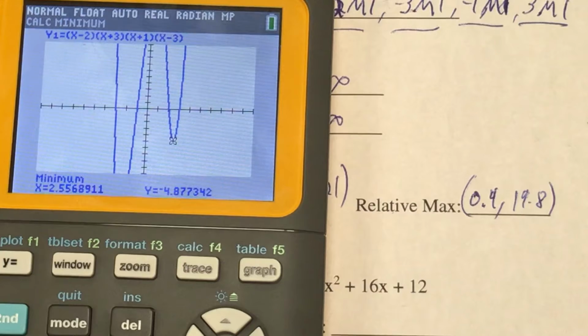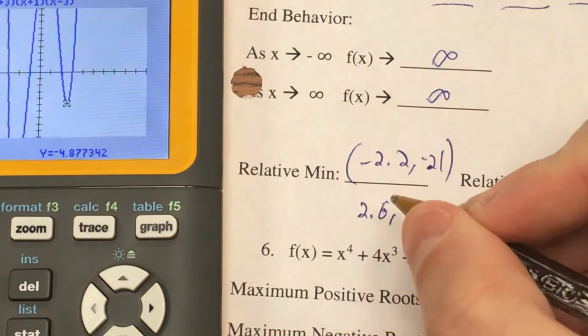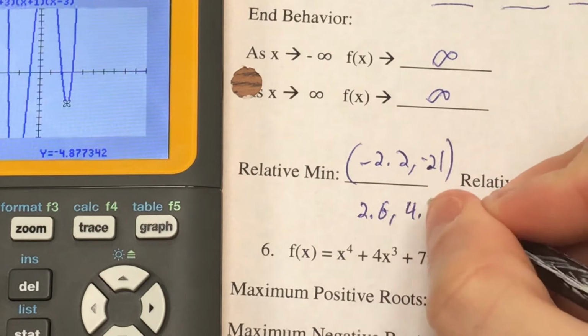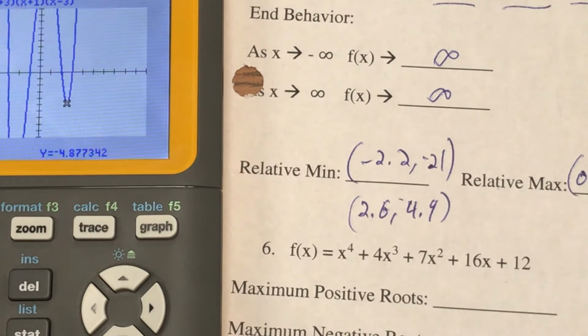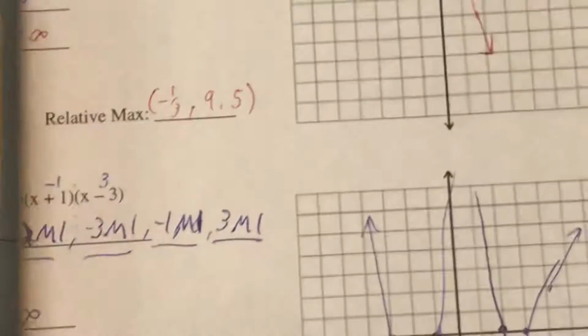So 2.6 is another minimum, and 4.9 negative. So that one is on there. 1, 2, 3, 4.9 will be about there. So we'll go down, hit that, go through there, and so on.